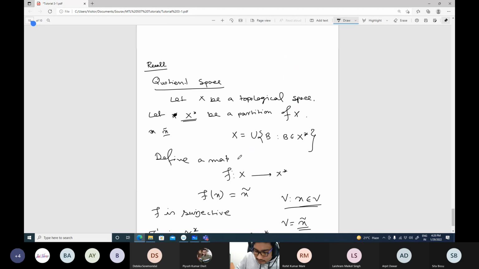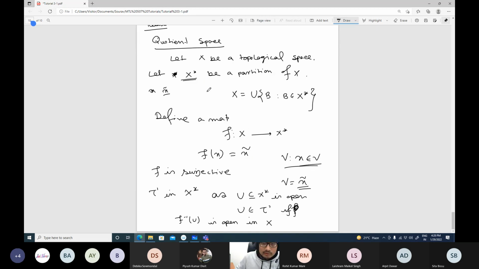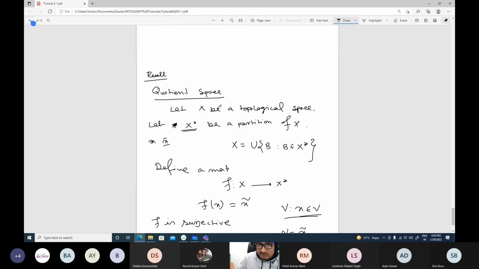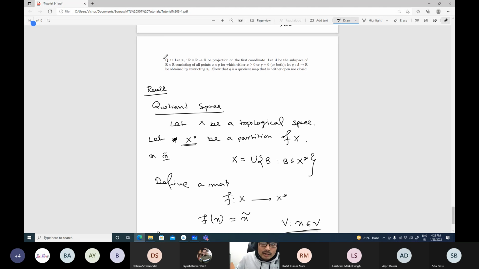In the next class we will see a few more problems on quotient spaces, and for today we have one last problem, showing that some map is a quotient map which is neither an open map nor a closed map. So shall I solve this one or leave it for you?